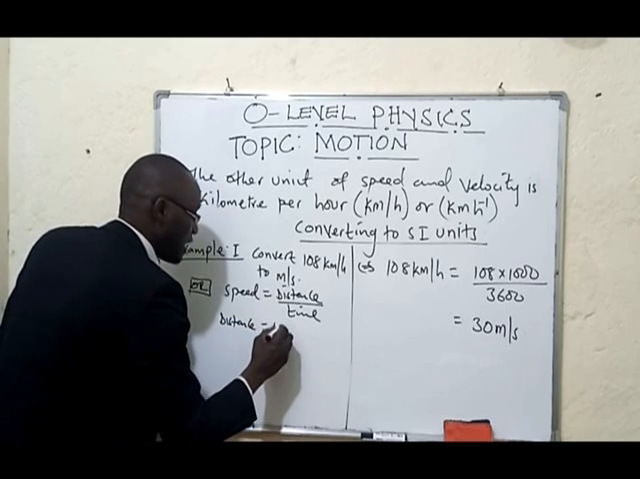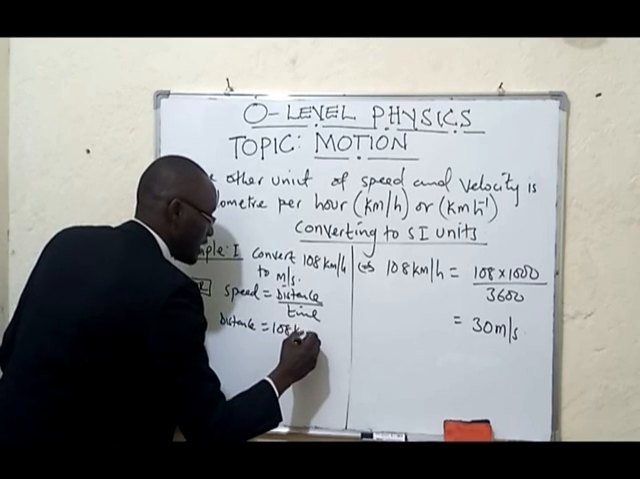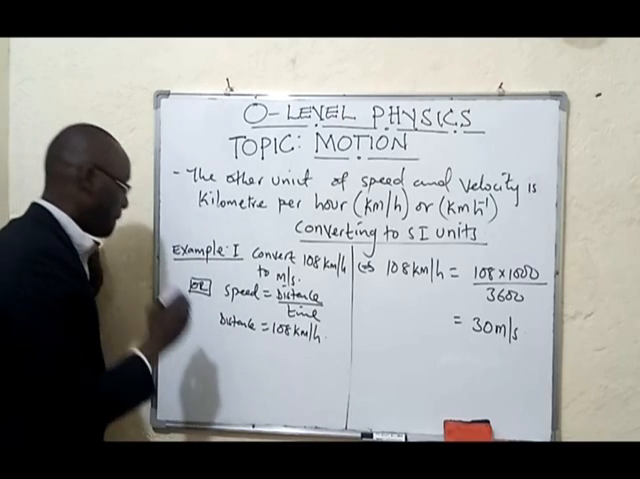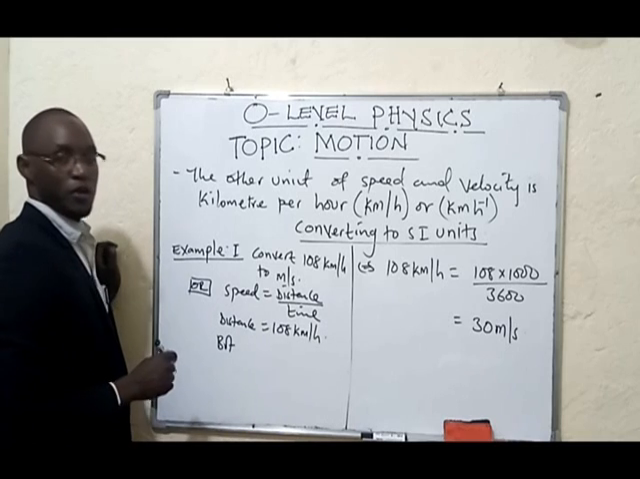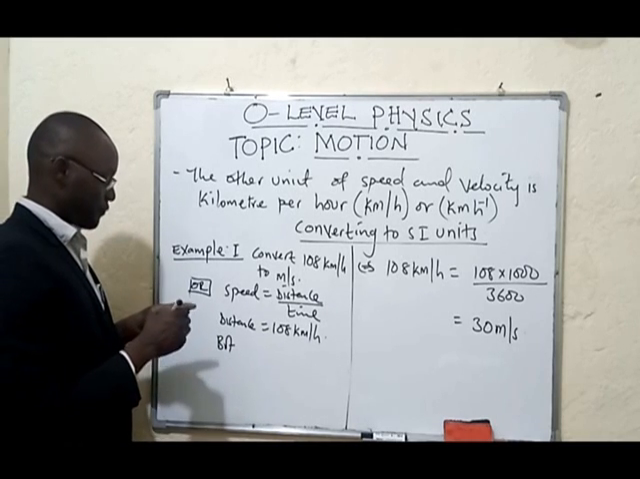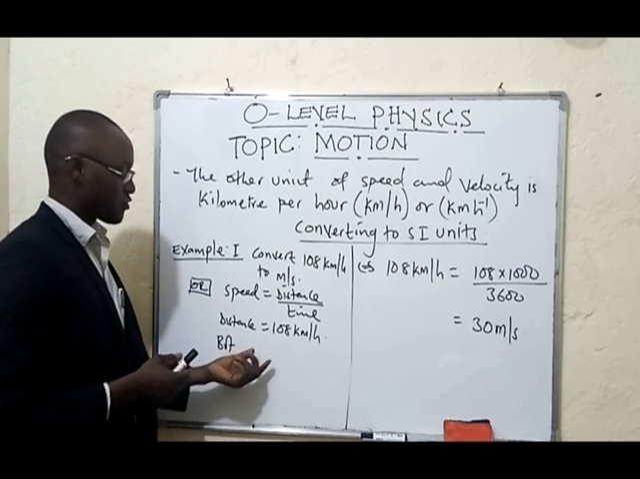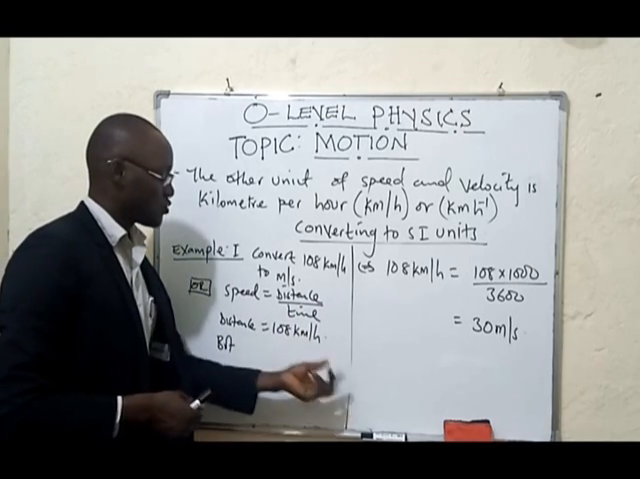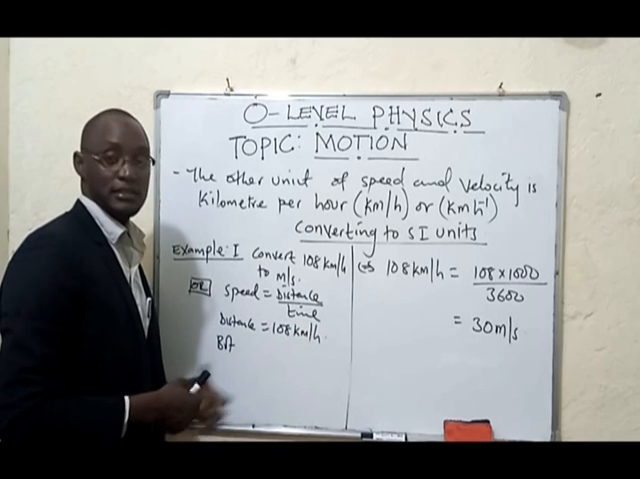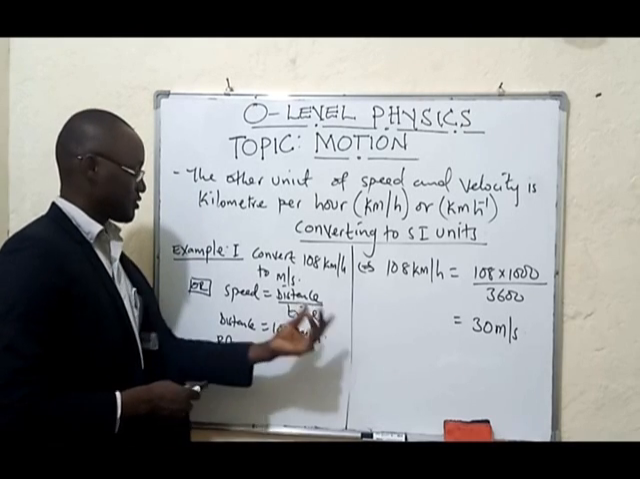Distance is given as 108 kilometers per hour. But we know very well, we can start from the known to the unknown. What is the known? We know the equivalence of a meter to an hour. We are converting from kilometers to meters. So kilometer first to meter.